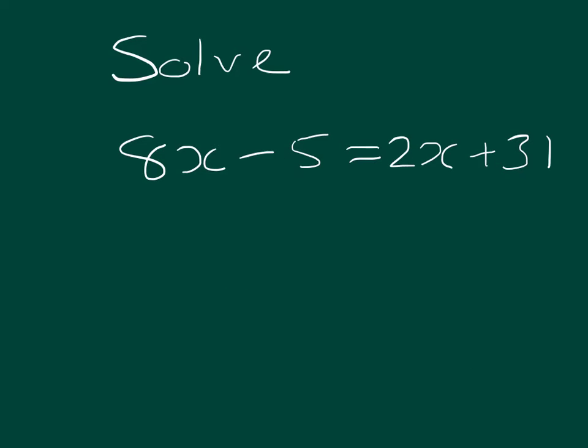Solving this equation, we need to bring our letters to one side. So we're going to have the 2x across here. We're going to move the minus 5. So letters one side, numbers the other. Make sure you change the sign when you move anything across from one side to the other.